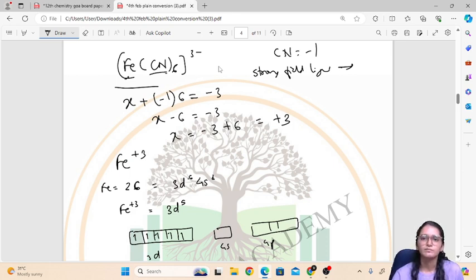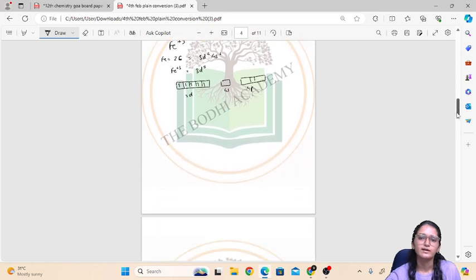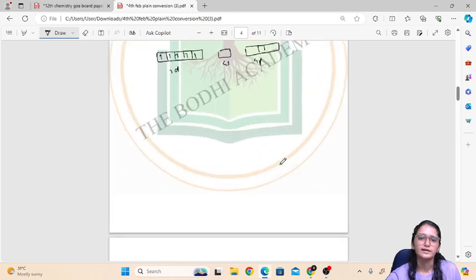Because based on that, we come to know whether the ligand will cause pairing or not. Strong field ligand means it will cause pairing, so pairing will take place, and weak field ligand means it will not cause the pairing. So for a strong field ligand, we have to start the pairing of the electrons.